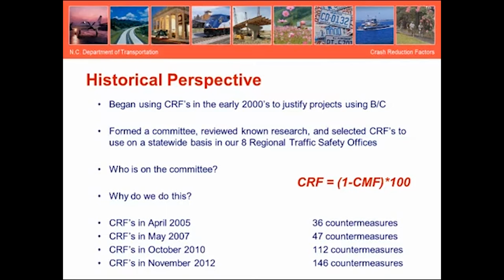One thing I wanted to point out: our CRFs in 2005, we had 36 countermeasures on our available sheet. In 2007, it went to 47. In 2010, there was 112, and in November of 2012, we went to 146. That huge jump between 2007 and 2010 was basically from the CMF Clearinghouse being put together. As I said before, we used to have to go through and try to find studies, review them, and then make decisions on them as a committee. Now the CMF Clearinghouse gives us a one-stop shop, basically.